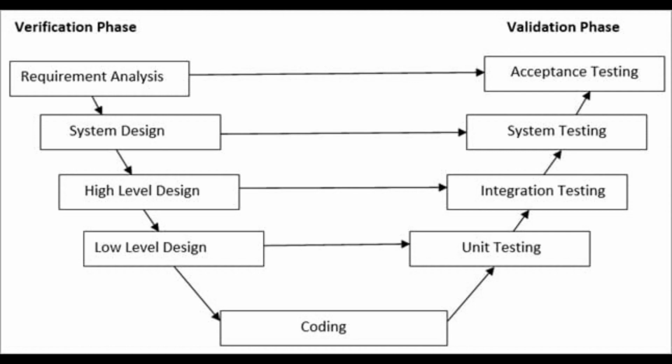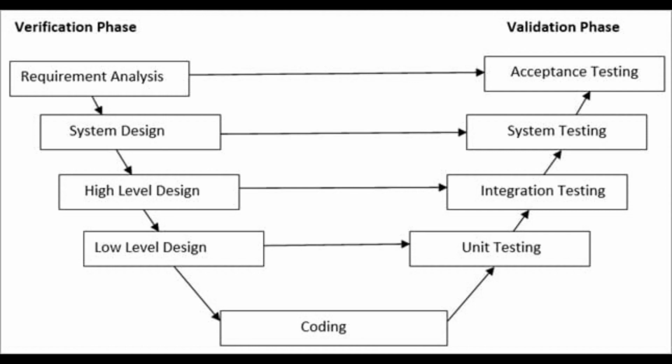User acceptance testing corresponds with the requirement analysis. So this is the final testing phase where the software is tested in the user environment to ensure that it satisfies the user needs. The V model provides a clear and organized approach to software development and testing, ensuring that each phase output is tested before moving on to the next stage.